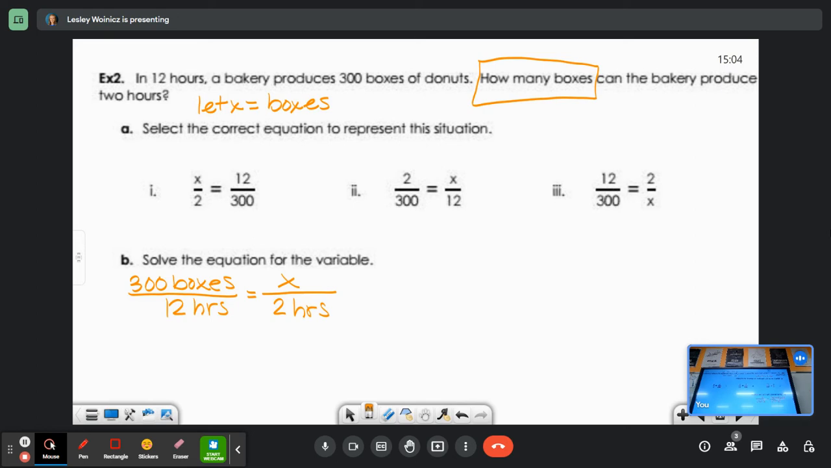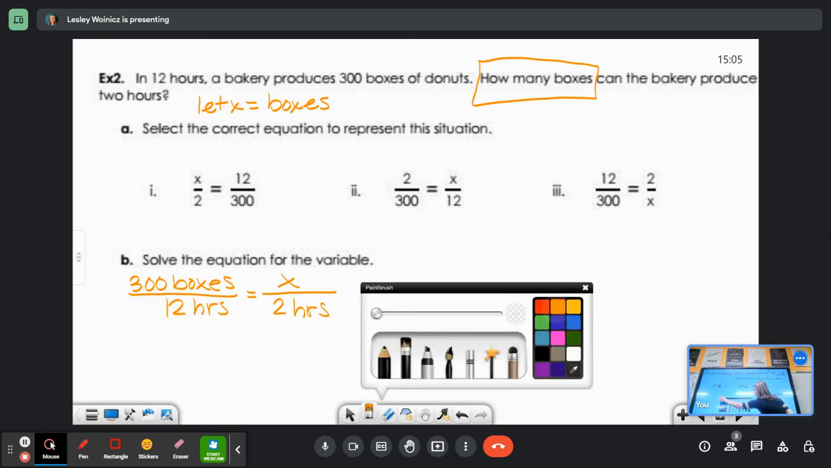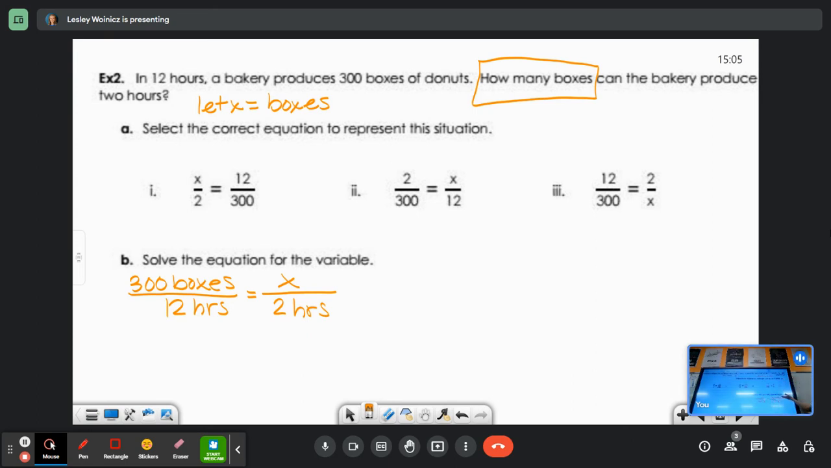Okay, now it's time to talk about another property of rates. Rates are true right side up, and they're also true upside down. So if we can do 300 boxes in 12 hours, isn't it true that we take 12 hours to do 300 boxes? Isn't it true that it's going to take 2 hours to do, we don't know how many boxes? So the cool thing about a proportion is that it's true upside down and right side up, or right side up and upside down.